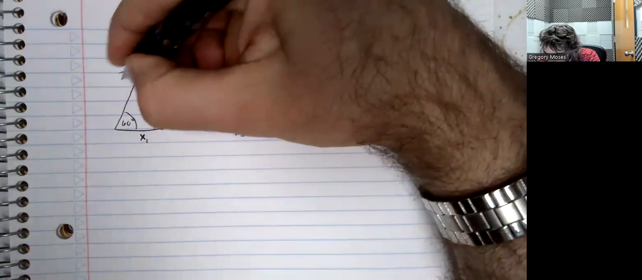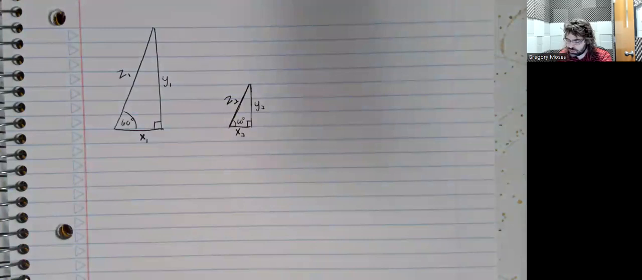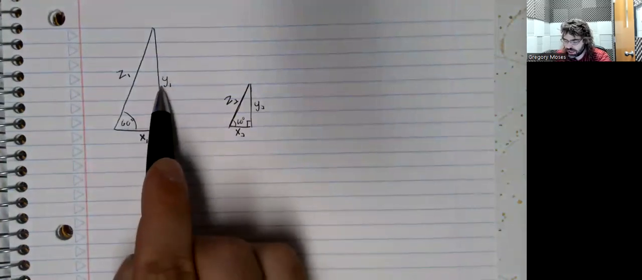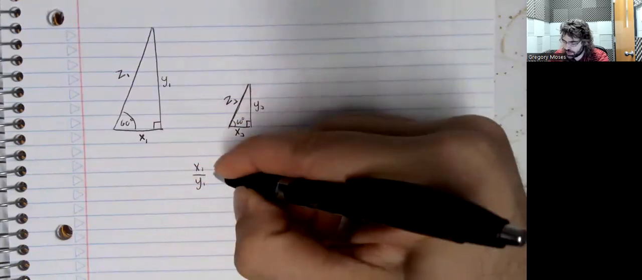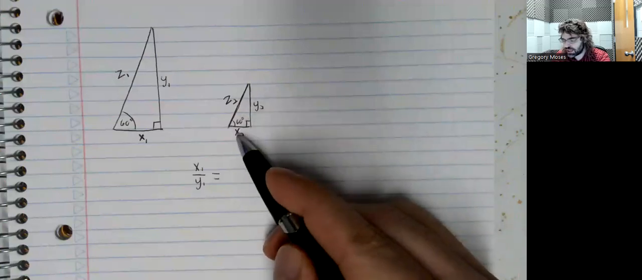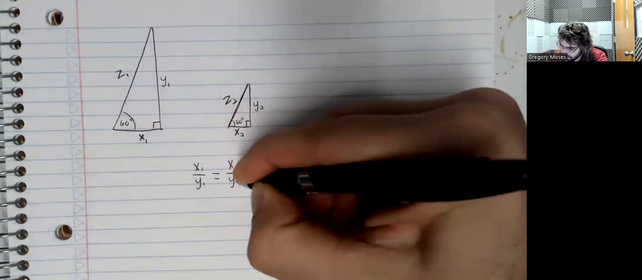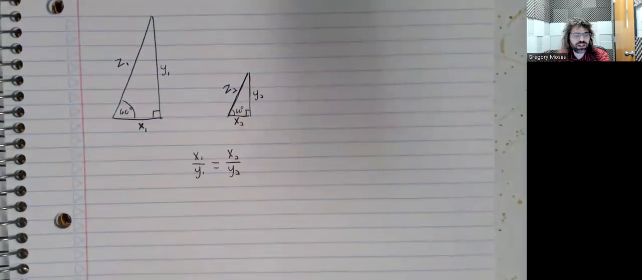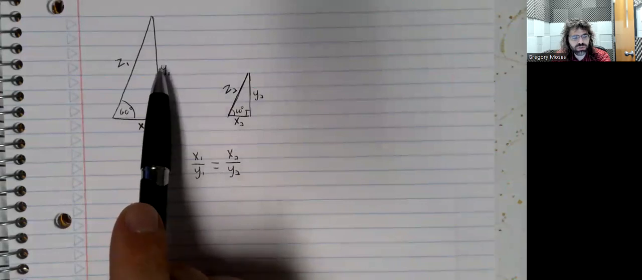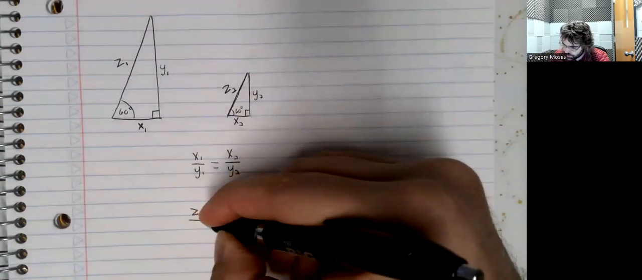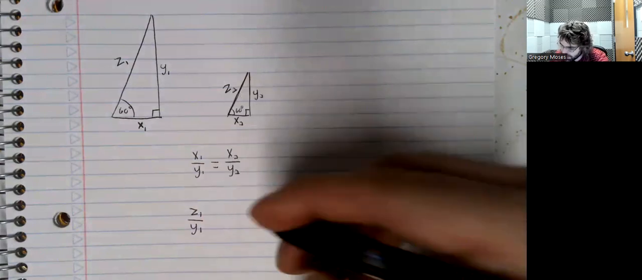In fact, let's bring the hypotenuse in on the action, z sub 1 and z sub 2. So this side divided by this side, x1 divided by y1 equals this side divided by this side, x2 divided by y2, and the hypotenuse divided by this side opposite the hypotenuse is equal to this hypotenuse divided by this side.